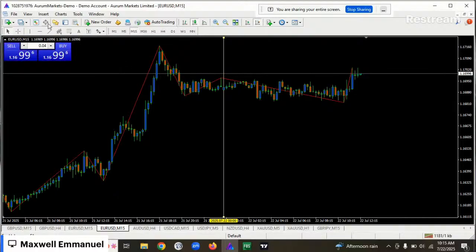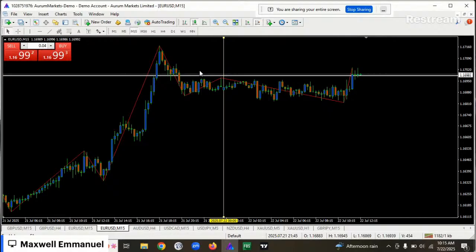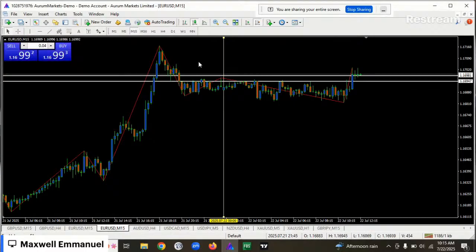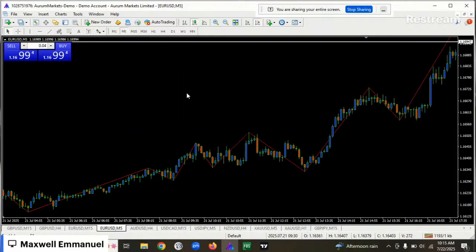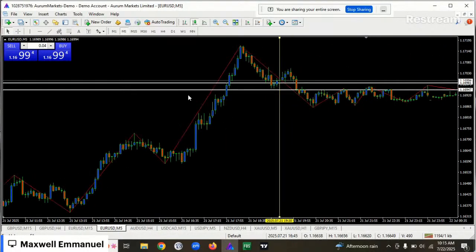So you can see this fair value gap. This is the reason I might go bearish on Euro USD. And I think we still had a fair value gap above this on the lower time frame. Let's see 5 minutes.